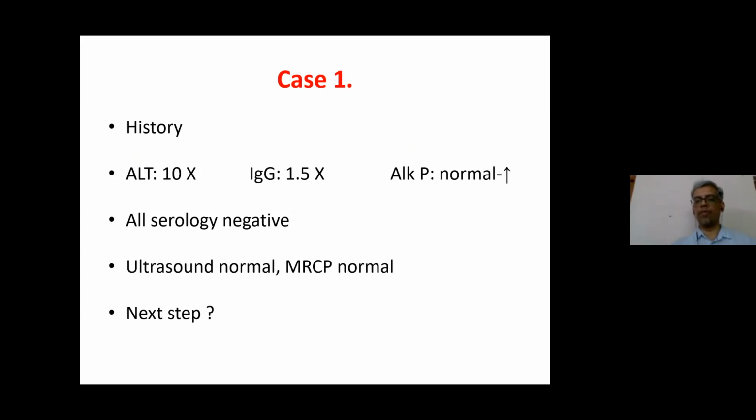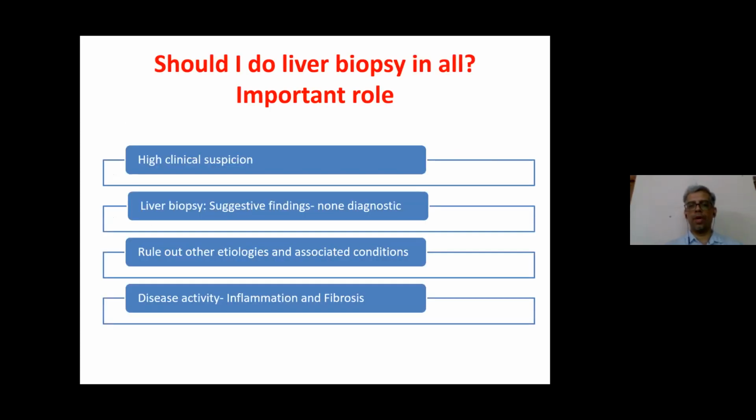The ultrasound was normal. MRCP was done because she had an elevated alkaline phosphatase. So what's the next step? Should I do a liver biopsy and all? This is a very important and pertinent question which everyone asks.